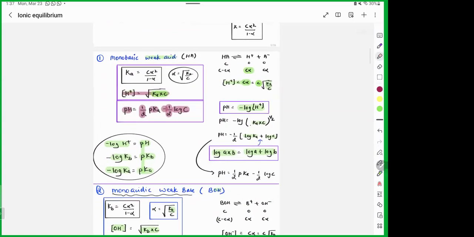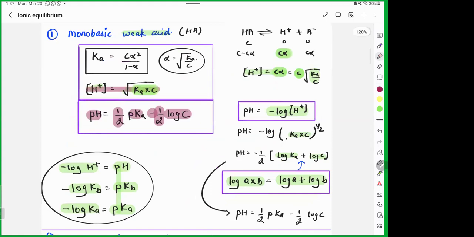Okay. So next. Monobasic weak acid. It means only one H positive ion is released and you have acid. When you break this, what will happen? H positive and some negative ion will be produced. Concentration of H positive ion is C alpha. Alpha value is root of Ka by C. We wrote in the last topic, correct? It means your H positive value will be equal to root of Ka multiplied by concentration, correct? Because we know alpha is equal to this.